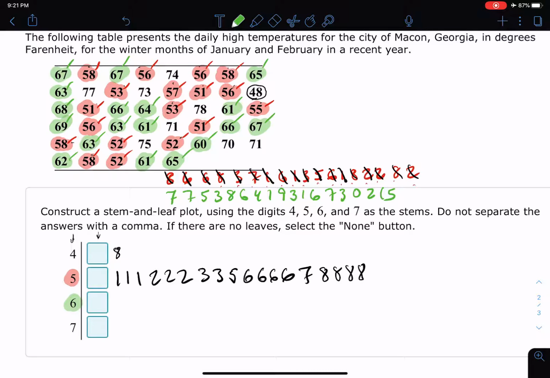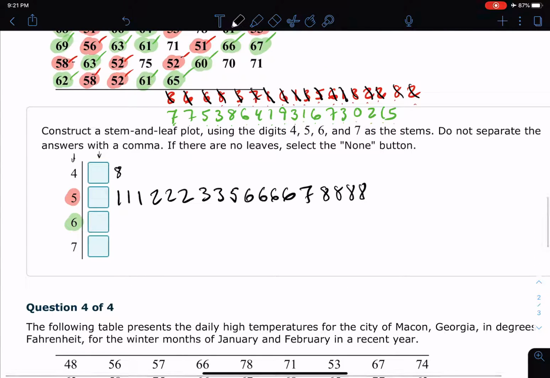We should have a total of 1, 2, 3, 4, 5, 6, 7, 8, 9, 10, 11, 12, 13, 14, 15, 16, 17, 18. Let's check it. 1, 2, 3, 4, 5, 6, 7, 8, 9, 10, 11, 12, 13, 14, 15, 16, 17, 18. That looks good. I'm going to go ahead and cross them off and put them in chronological order.